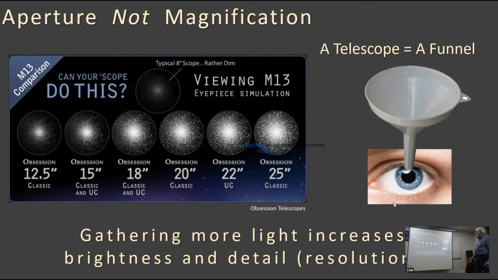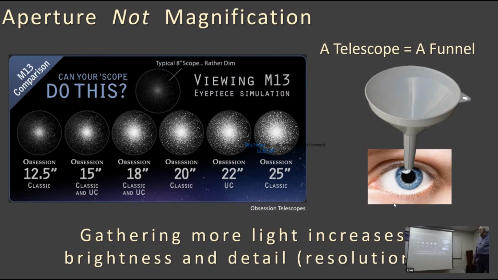Now, you also have to think about, where am I going to put that telescope? So you can get a telescope so large that it's going to be very difficult. So gathering more light increases the brightness and the resolution, so it's more detail.